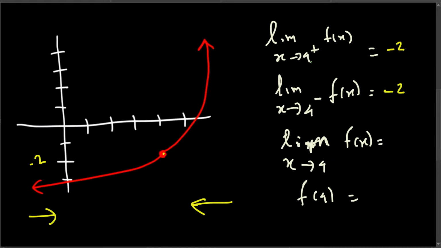Since the left side and the right side have the same value, therefore the limit exists, and the limit as x approaches 4 is going to be the same value, that's -2. Now for f of 4, because this is a closed circle, fully filled with no hole, we have the same value, -2. So you can see all of them are -2. It means the function is continuous at this point.